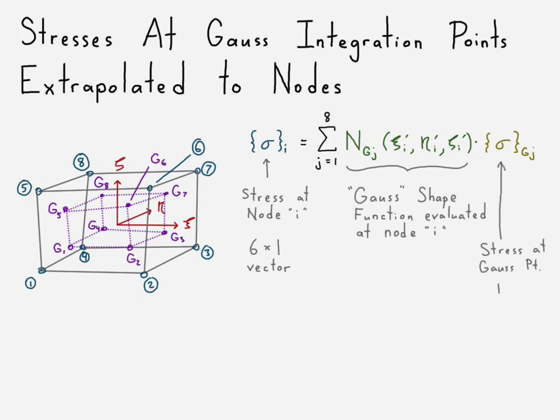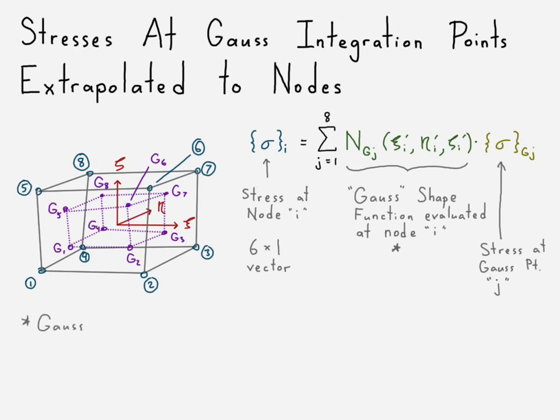This is our stress at the Gauss point J, right? So we just sum it through each of these Gauss points, and this shape function would correspond to each one of these Gauss points, but it would be evaluated at the coordinates corresponding to this node.